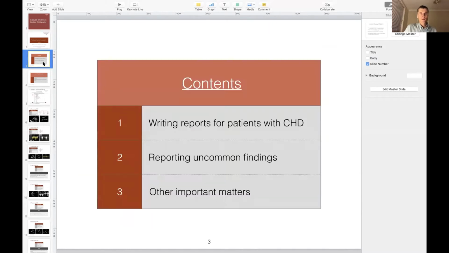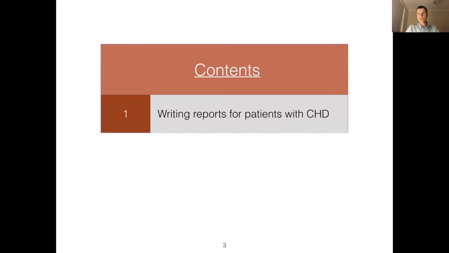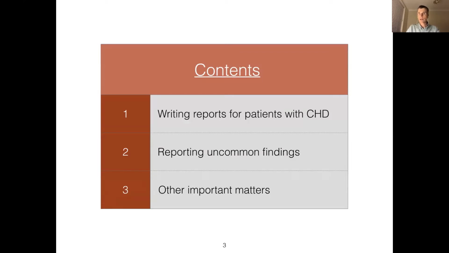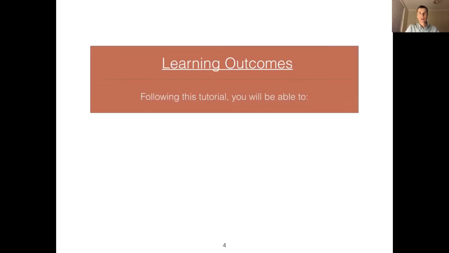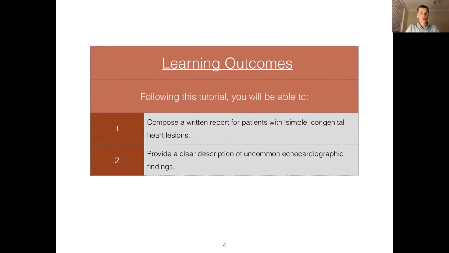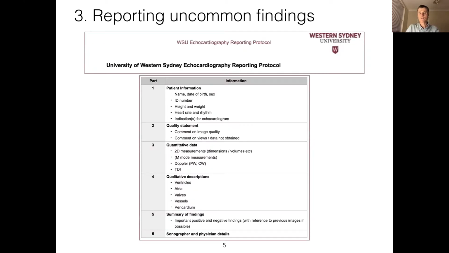So the contents, firstly, writing reports for patients with congenital heart disease, reporting uncommon findings, and some other important matters as well. And afterwards, the aim is for you to be able to compose a written report of someone with a simple congenital heart lesion, provide a clear description of uncommon echocardiographic findings, and execute additional important matters following an examination.